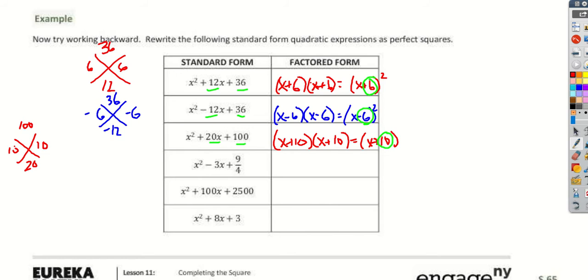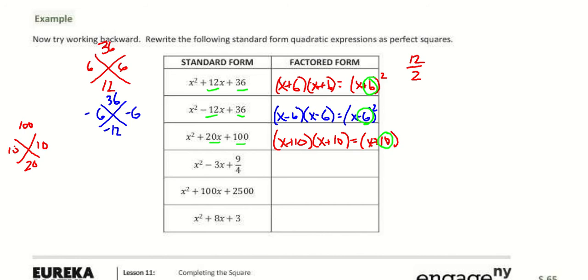comes from the 12 because it's really 12 divided by 2, right? It's 12 divided by 2. That's what equals 6, okay? And what I need to do to turn this 6 into 36 is actually square it. So 12 divided by 2 is 6, and 6 squared is 36, okay?